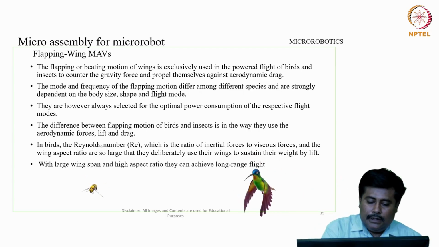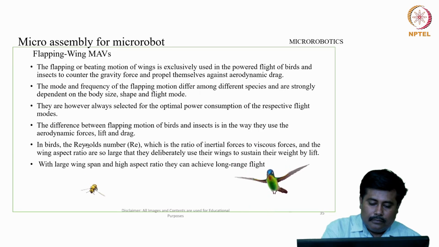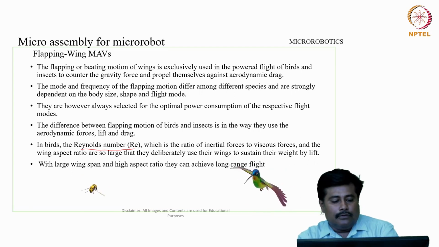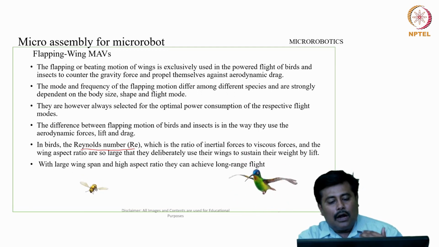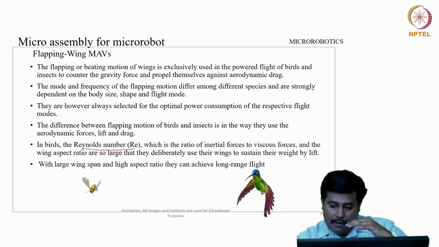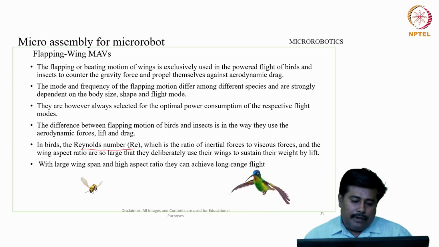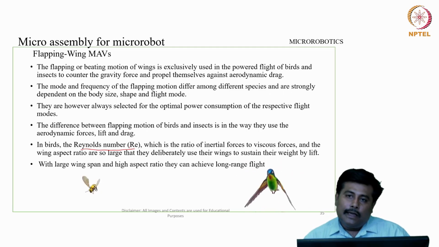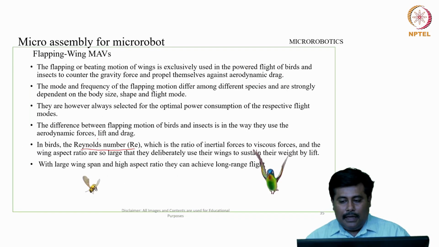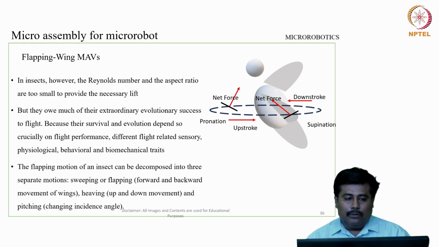Especially in the case of birds, technically we can consider the Reynolds number, which is the ratio of the inertial force to the viscous force, and the wings' aspect ratio is so large that they deliberately use their wings to sustain their weight by lift. With a large wingspan and high aspect ratio, they can achieve long range flight. That is considered to be one of the key aspects of these micro assembly robots.